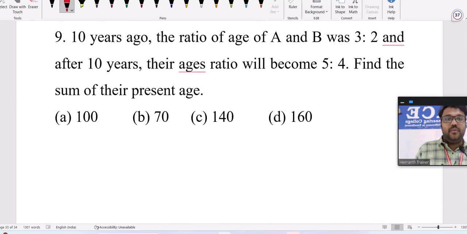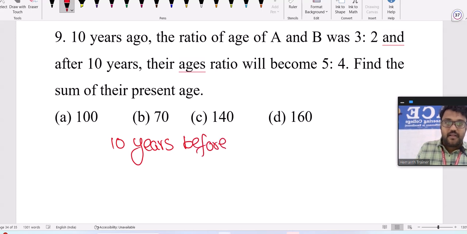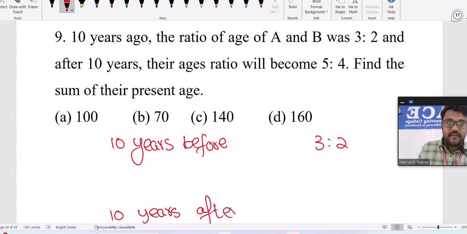10 years ago, A and B ages are in the ratio 3 is to 2. 10 years ago means 10 years before. 10 years after, it is 5 is to 4. What is the sum of their ages? The sum of ages they are asking.